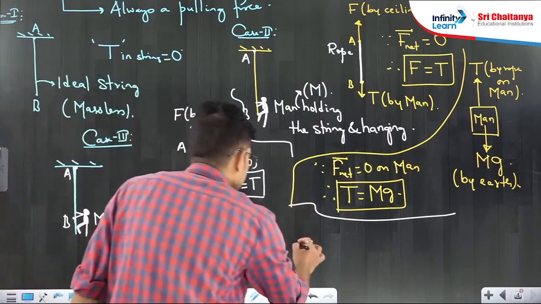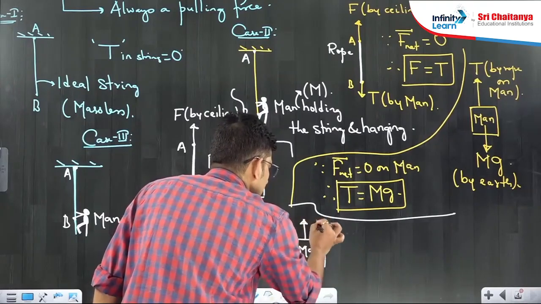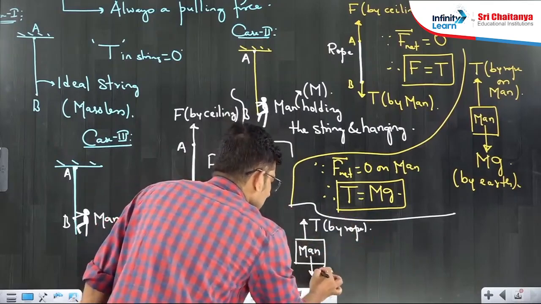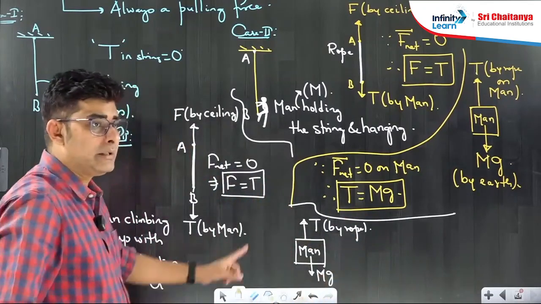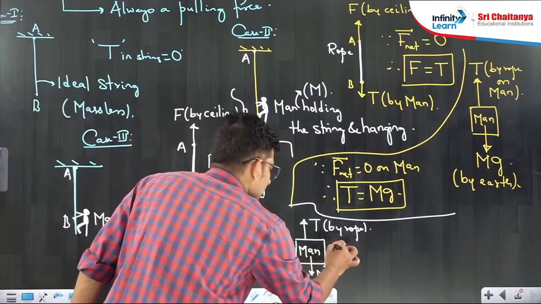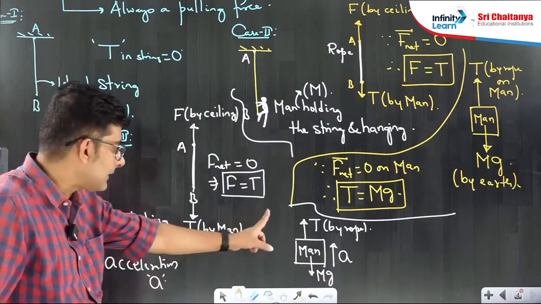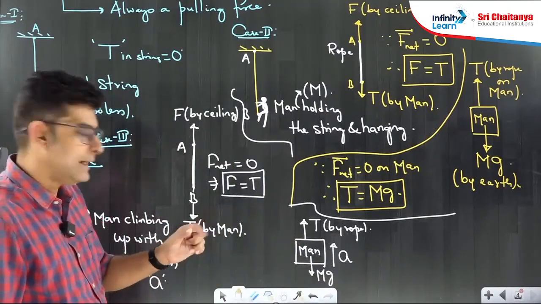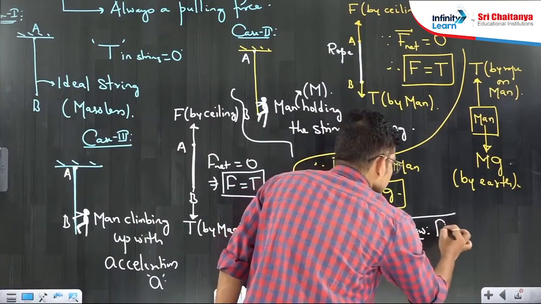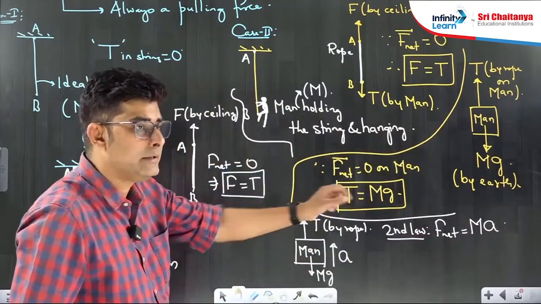But what about the man? If you now see the man, again the external forces acting on it are T, tension, which is exerted by the rope on the man. We have gravity, so mg also acting by Earth. But in this case, the man is climbing up. So if the man is climbing up, then which law of Newton will we use? Tell fast. He is now accelerating. Yes, second law. So Newton's second law says that net force is not 0, net force is mass into acceleration.